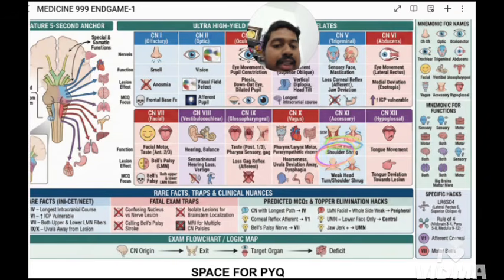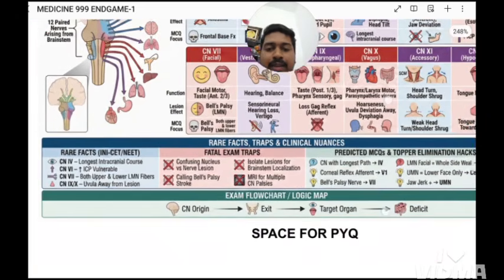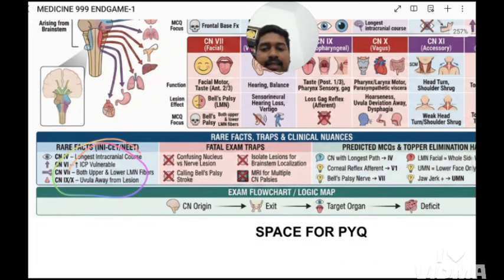Now for the 11th cranial nerve, that is the accessory cranial nerve, accessory spinal nerve, you will have head turn and shoulder shrugging. So inability to turn the head and shrug the shoulder is the classical sign of the 11th. And the 12th I just told you, tongue deviation towards the same side of the lesion. Now some important things, these we have already discussed.